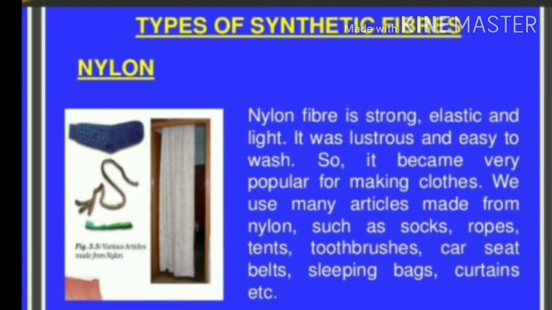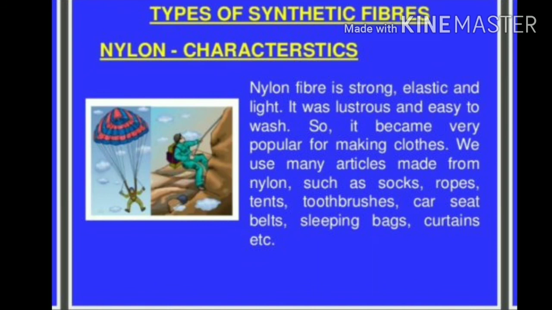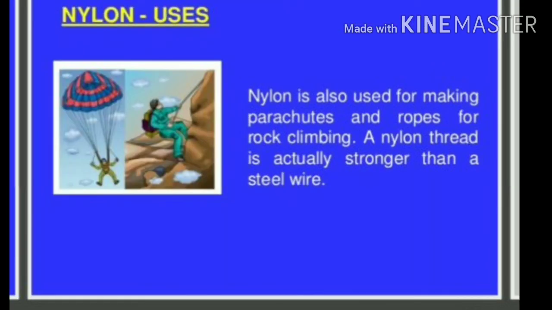Nylon is very strong. If we consider its strength, it is considered stronger than steel wire. Here you can see it is used for making parachutes. Nylon is also used for making parachutes and ropes for rock climbing. A nylon thread is actually stronger than steel wire. As we discussed, nylon thread has that much strength compared with steel wire.